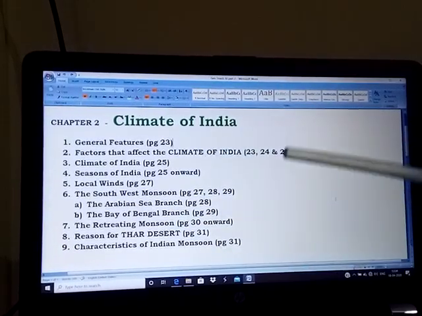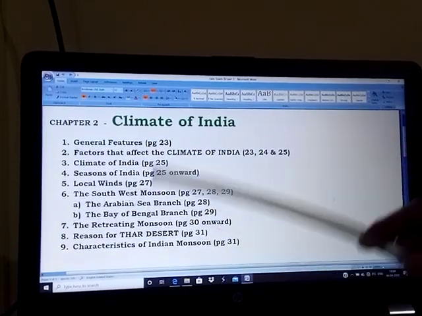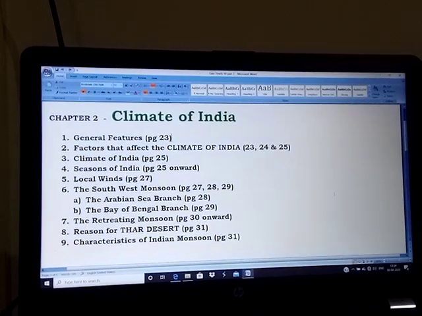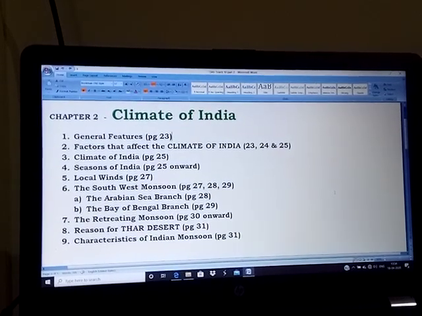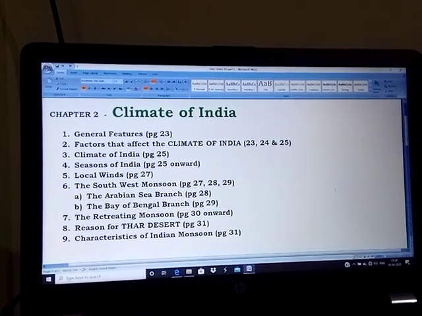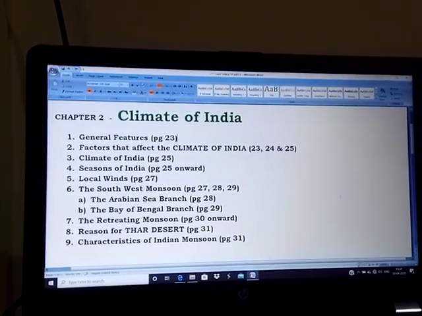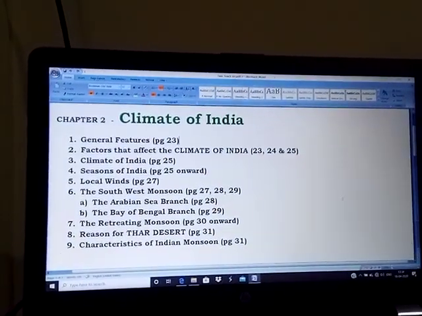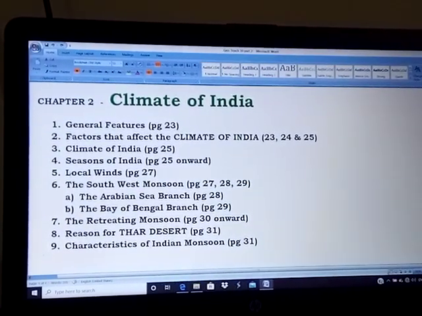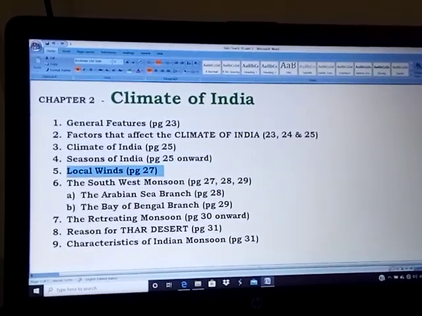The entire chapter has been subdivided into these 9 topics. Some general features of the climate of India. The factors that affect the climate of India. What is actually the climate of India? What is this general geographical term that we use for it? Seasons, there are different seasons of India. Local winds. There are some local winds that make India's climate very popular.